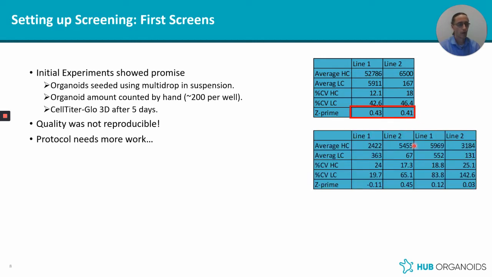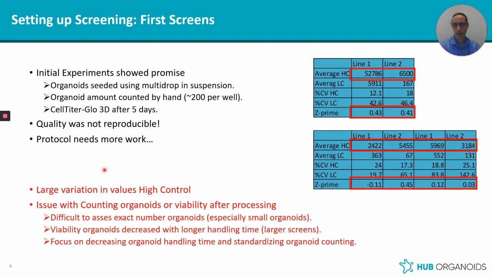or higher. However, when we repeated the experiment, the Z primes fluctuated wildly, being quite low and negative in some cases. Looking more into detail, we saw that the raw values of the untreated organoids fluctuated wildly, being 53,000 in some conditions and only 2.5 for the same organoid line a week later. So this led to us having a better look, and then we concluded that the amount of viable organoids that we were seeding really varied a lot.